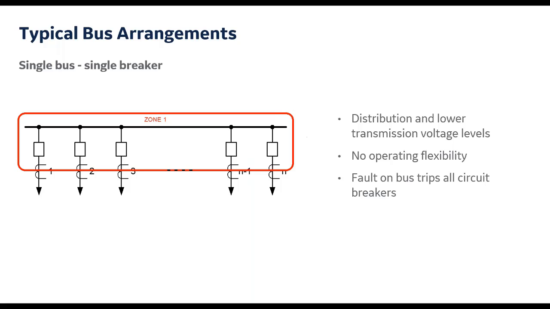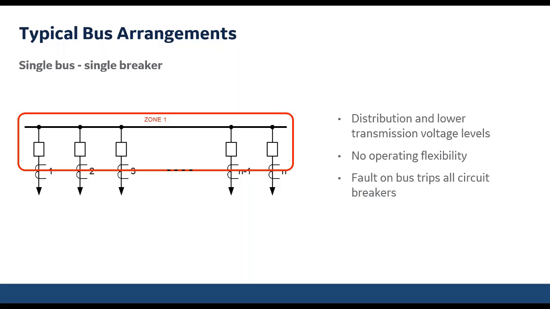So some of the typical bus arrangements that we'll see when we look at buses. The simplest one is the single bus, single breaker configuration. This is mostly distribution, industrial levels, so lower levels, not necessarily lower voltages, but a lower distribution industrial level. It offers no operational flexibility here. If you need to do maintenance on the bus, you need to take all these feeders out of service, all your sources out of service, all your loads out of service.